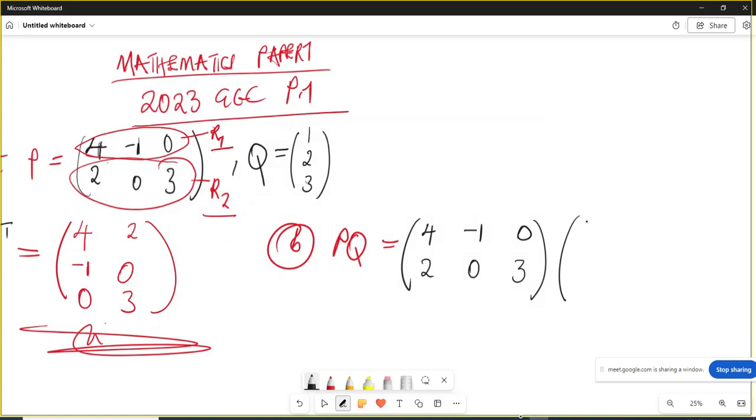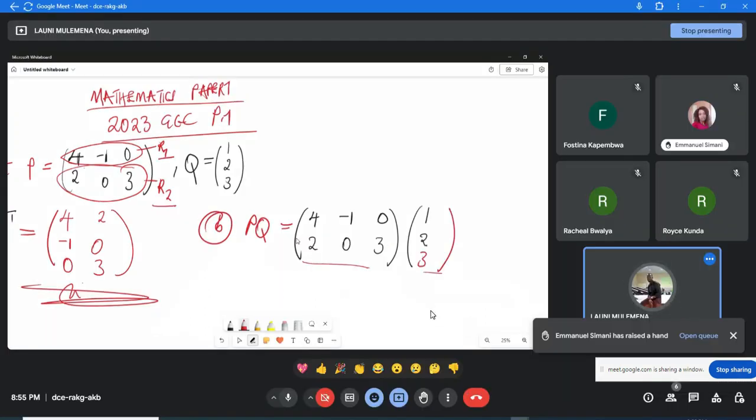Okay, wonderful. So now, to find PQ simply means that we multiply matrix P with matrix Q. What I've done is I've written matrix P. This is matrix P, this is matrix Q. So we are going to multiply matrix P by matrix Q. Yes, Mr. Emmanuel, your hand is up again.